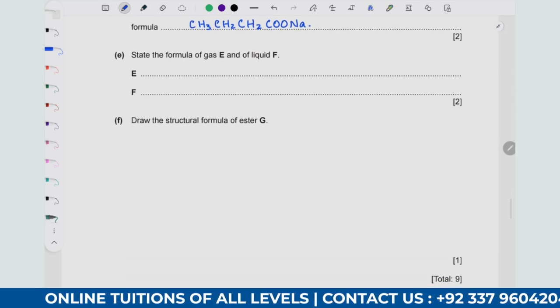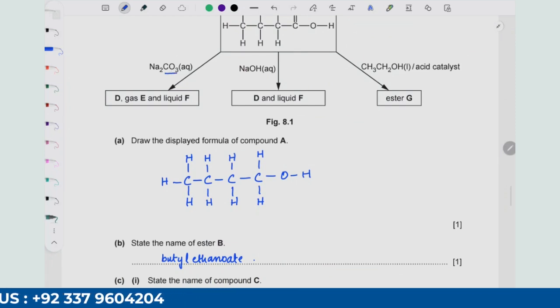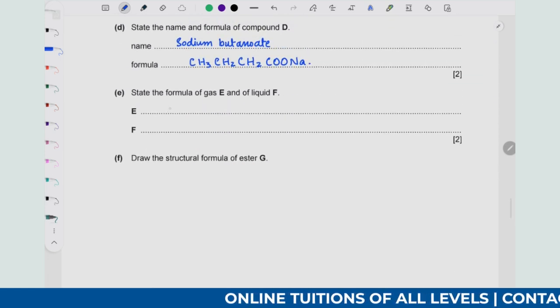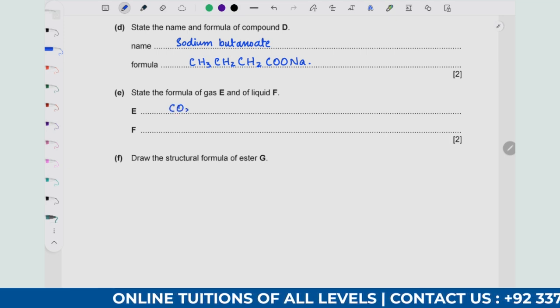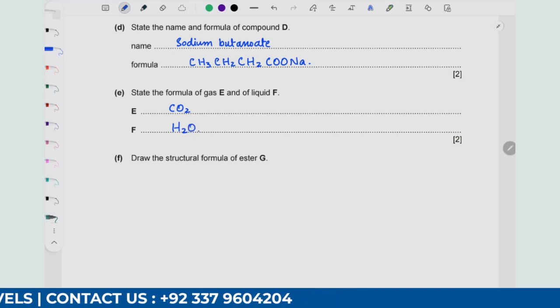State the formula of the gas E and of liquid F. So gas E will obviously be carbon dioxide and the liquid F will be water, which would be produced due to this OH part over here. So gas E is carbon dioxide and liquid F is H2O.